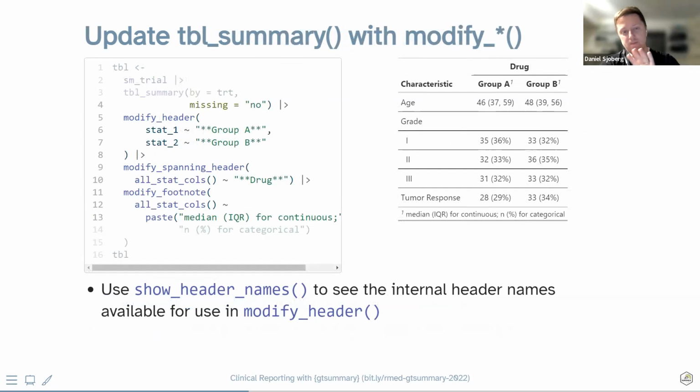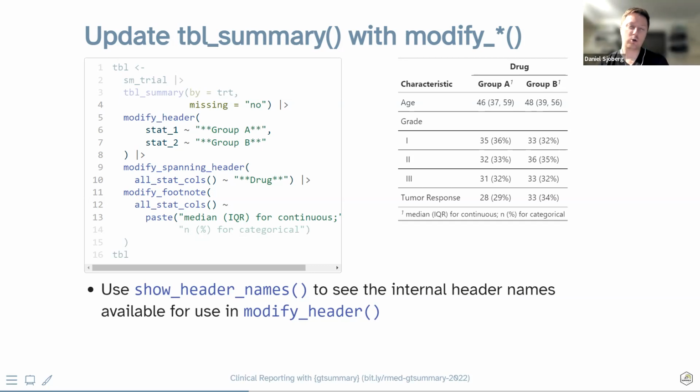And I think this is good to see, but you maybe can't memorize it right now because it's a lot to take in. But modify header will change the header. The default is to show drug A, drug B with the number in each group. Here I'm changing it to group A, group B, and I'm adding a spanning header that says the drug, and I'm adding a footnote for the statistics that are presented. I'm showing a slightly different statistic; it's the same information but just presented somewhat differently.